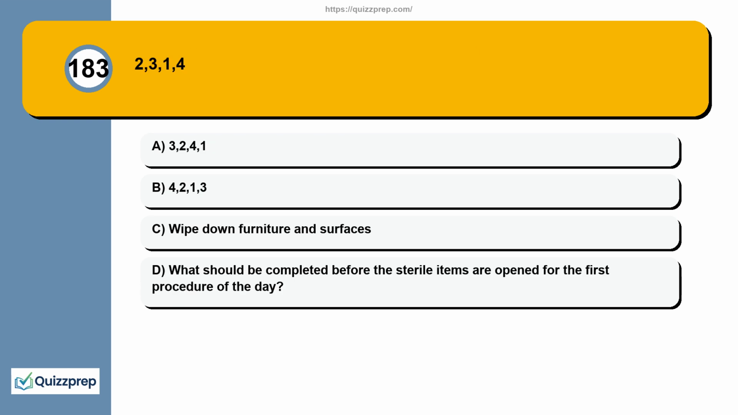Question 183. 2, 3, 1, 4. Option A, 3, 2, 4, 1. Option B, 4, 2, 1, 3. Option C, wipe down furniture and surfaces. Option D. What should be completed before the sterile items are opened for the first procedure of the day? The correct answer is option Nan.